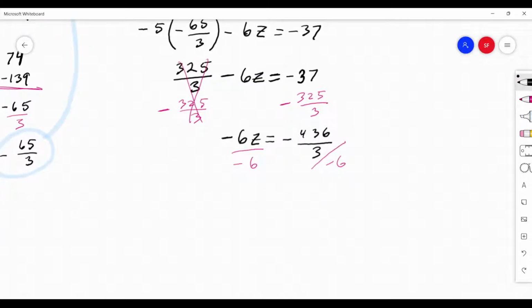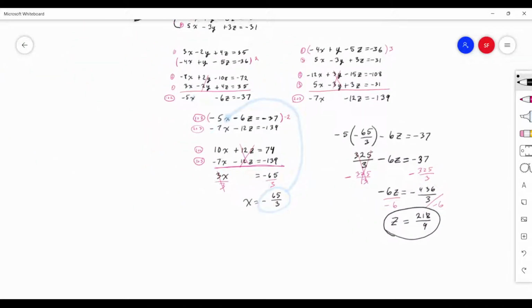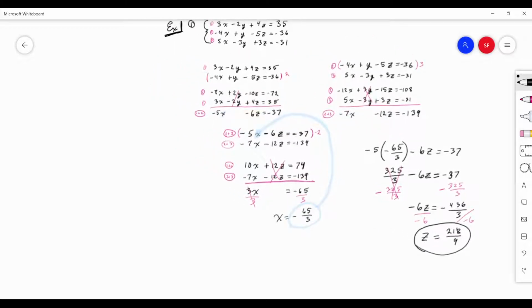So our final answer for z equals positive, because a negative divided by negative, right? 218 over 9. Right? So there's our z. I don't know why I decided to circle it, but I did. So we have x and we have z.